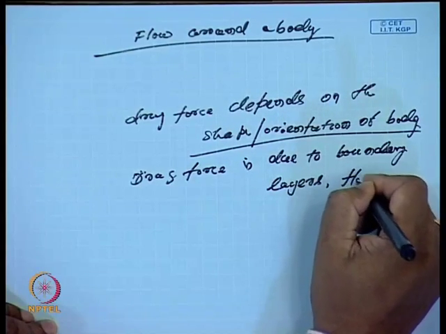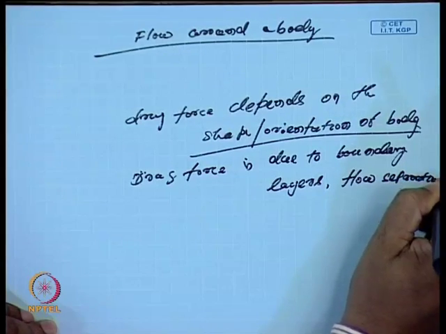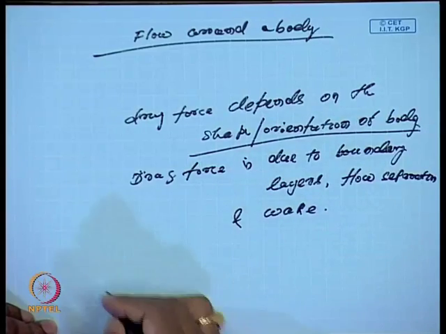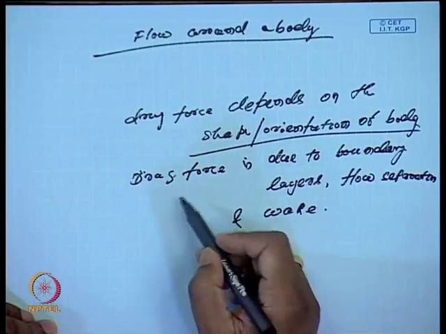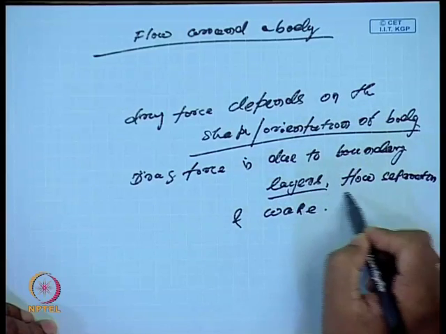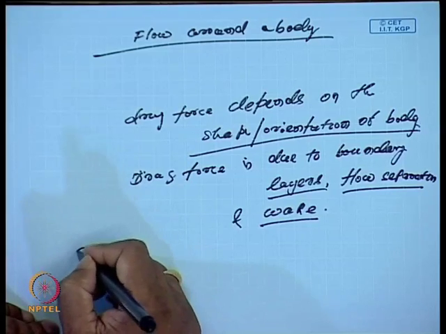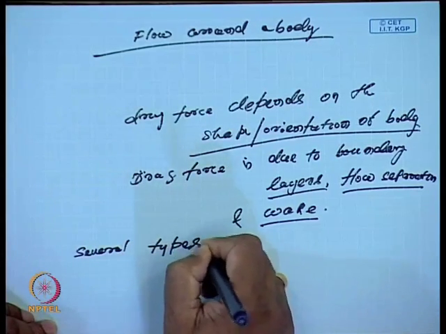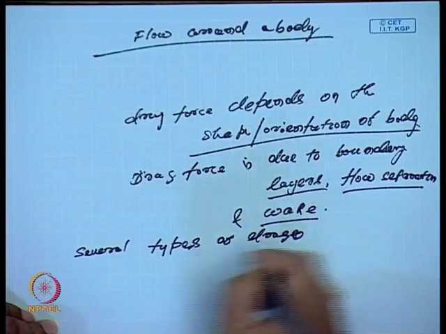The boundary layers are due to flow separation and wake. Then what is wake? The drag force is due to the boundary layers, flow separation and wake. Then another thing: there are several types of drag force finally experienced by the body.